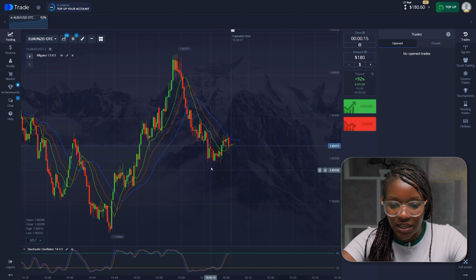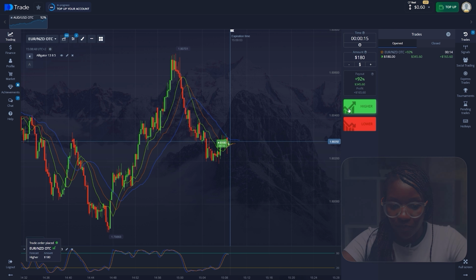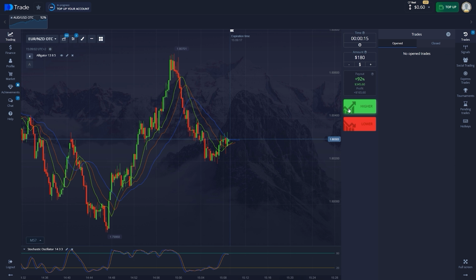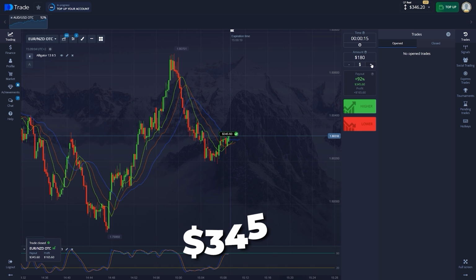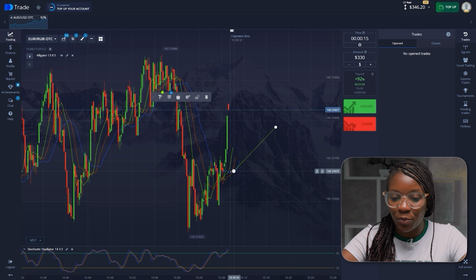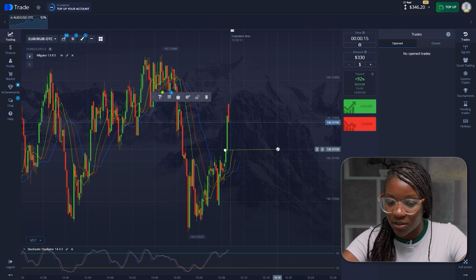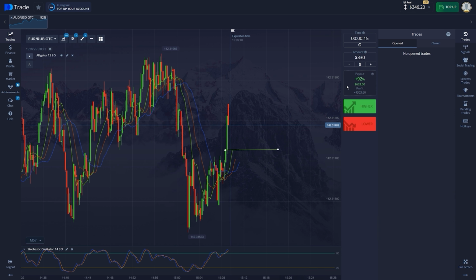Here we can see that the alligator has started to break from the bottom to the top. Because of this, we are going long. Let's move on to the next currency pair. This trade can be considered if the price falls to this level. Then a long position can be considered. Let's wait.